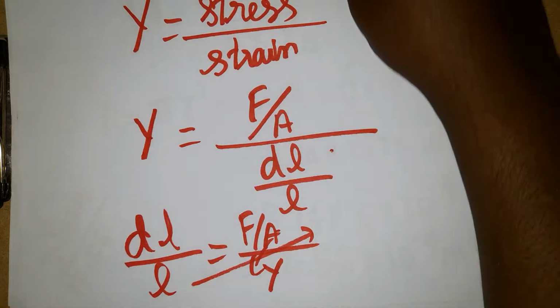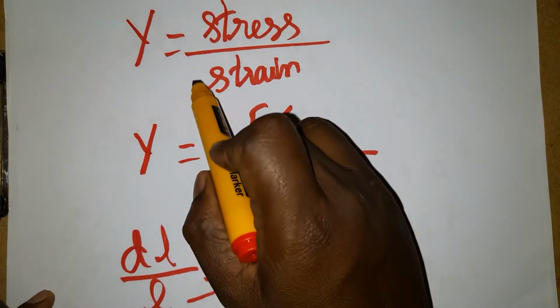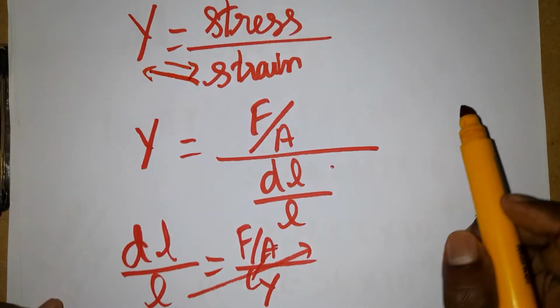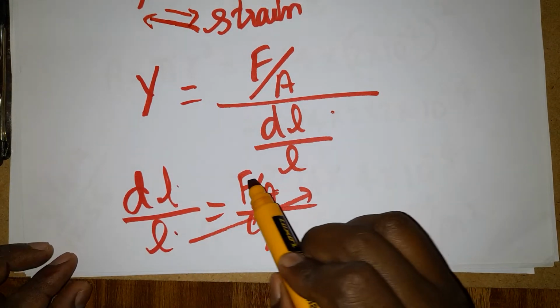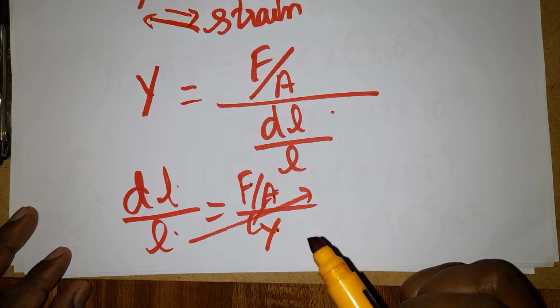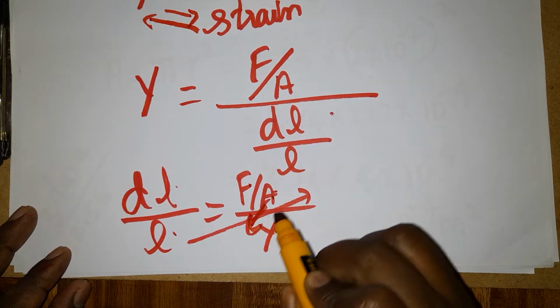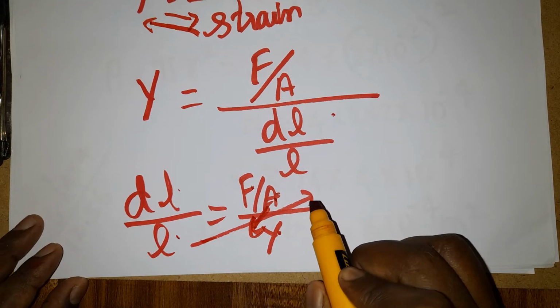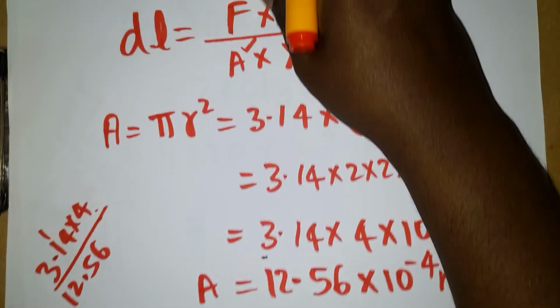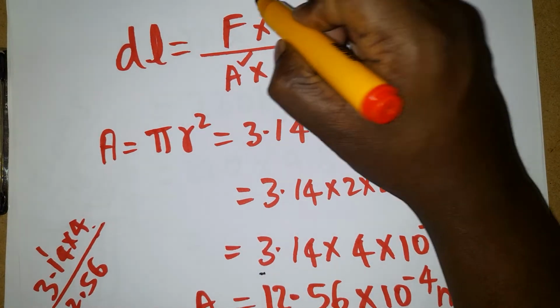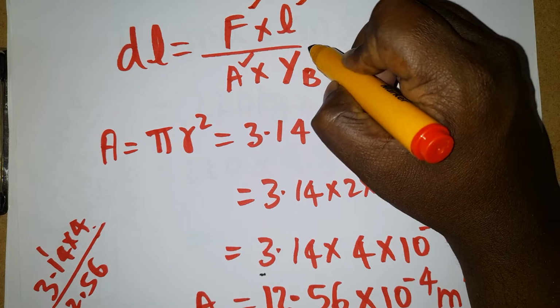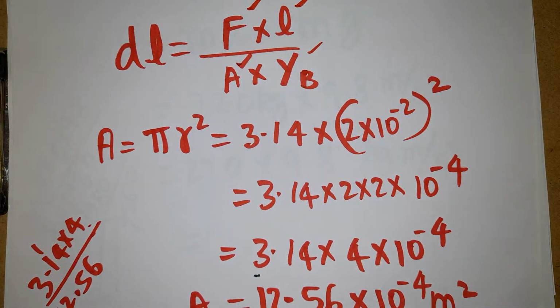Modulus of elasticity is stress by strain. If you take strain to this side, the modulus of elasticity will come here. dL by L is force per unit area divided by the modulus of elasticity. This will become the denominator, and L will come here, because they asked for the changing length. To find the changing length, you need force, length, modulus of elasticity, and area. These four terms are required.